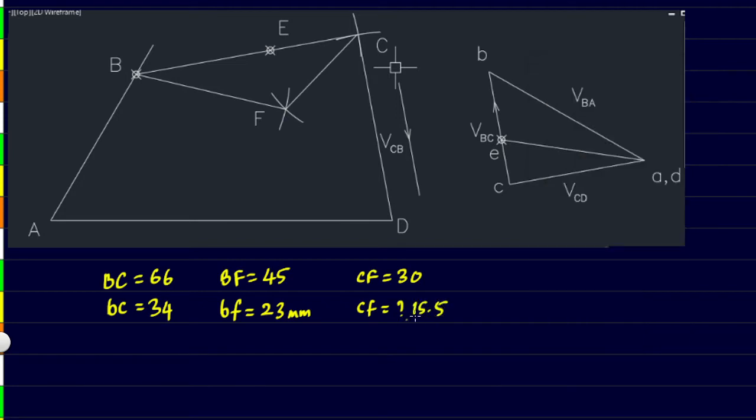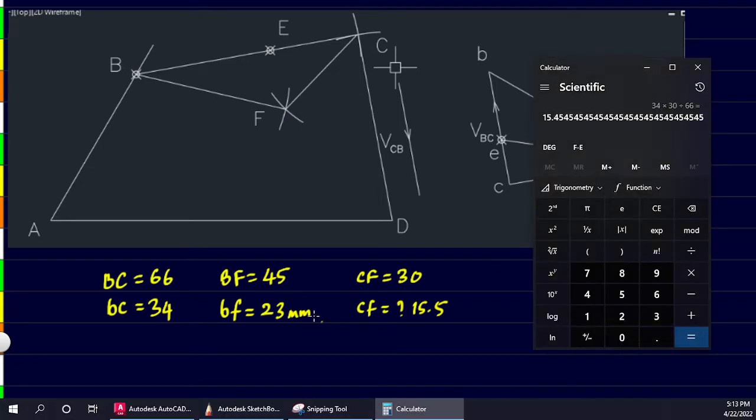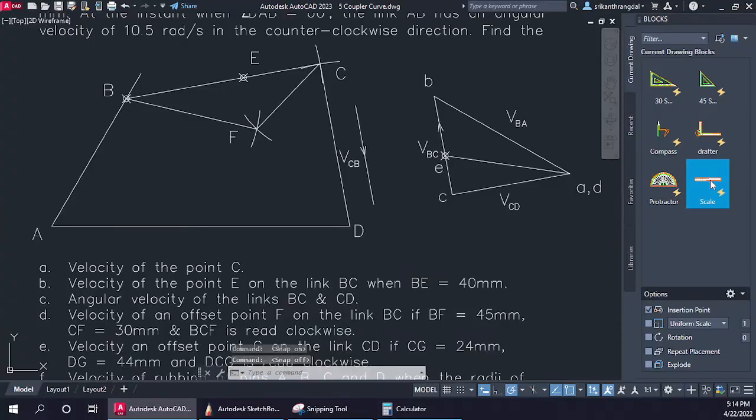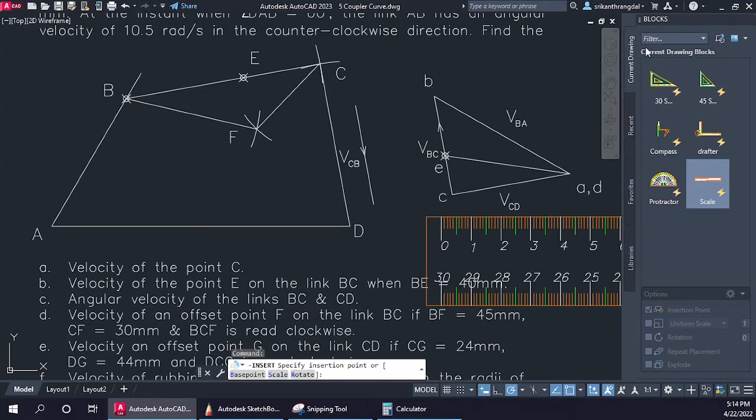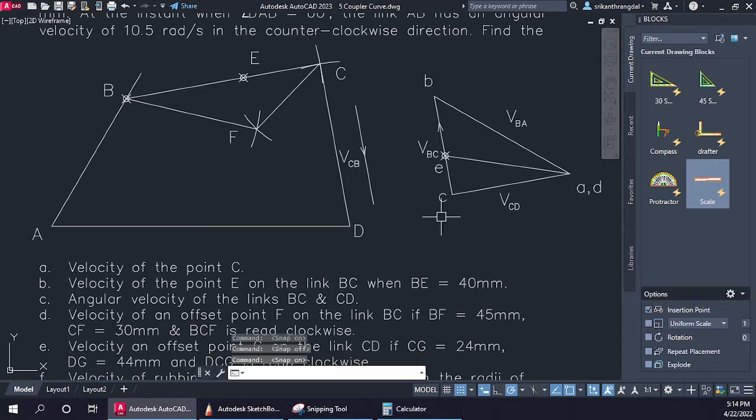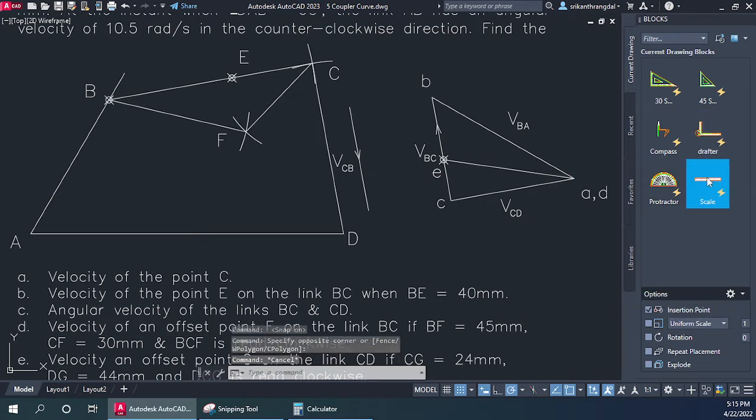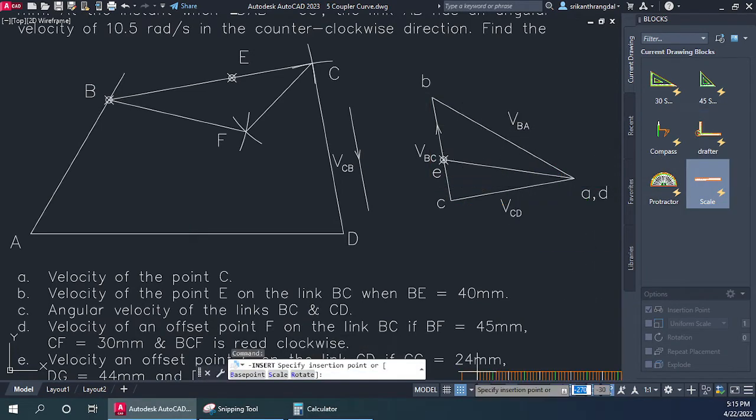So let's go ahead and use 15.5 for cf. So we have to mark an arc from b, and we have to mark an arc from c, and wherever they're intersecting, that's what is going to give us the point f, and we can join the point f. So let's go ahead and do that. So b to f 23. Let's go ahead and use this scale. Okay, so I'm going to use this scale over here.